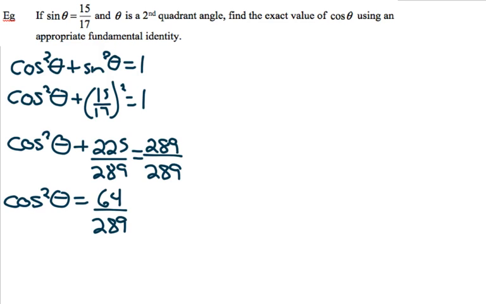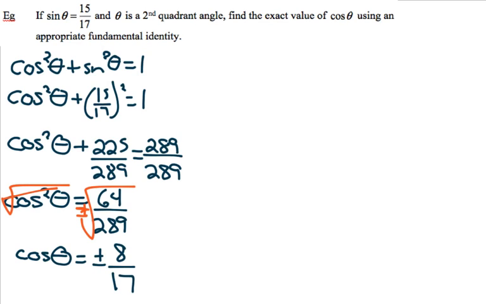To get this down from cosine squared to cosine, I need to square root. But when I do that and I square root my number, I need to put a plus or minus with it, because it could be either or. And cosine theta equals plus or minus. Now, we can take the square root of 64 and get 8. We can take the square root of 289 and get 17. And we're 3/4 of the way there.